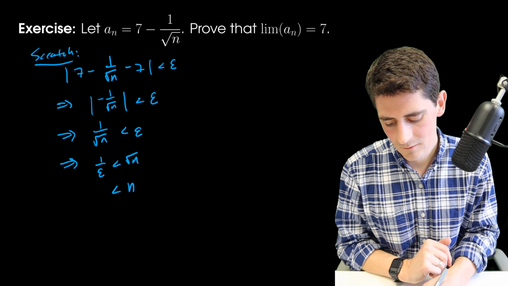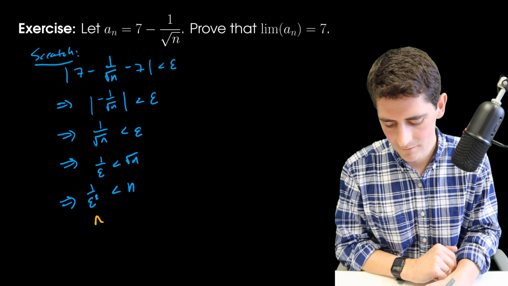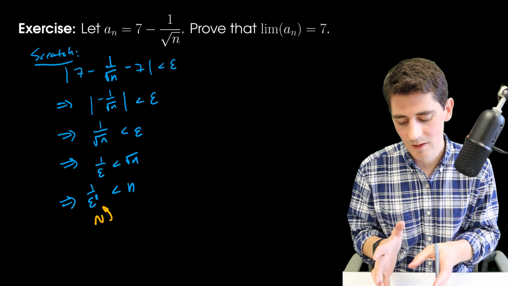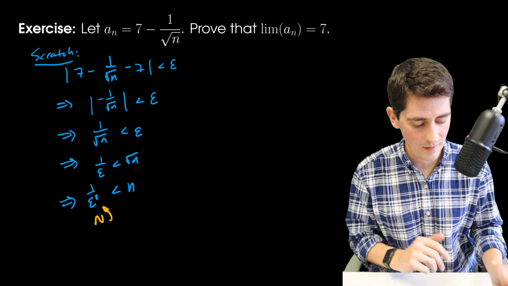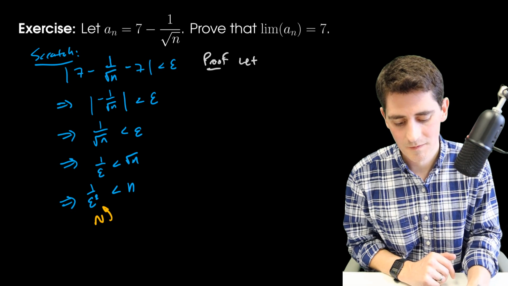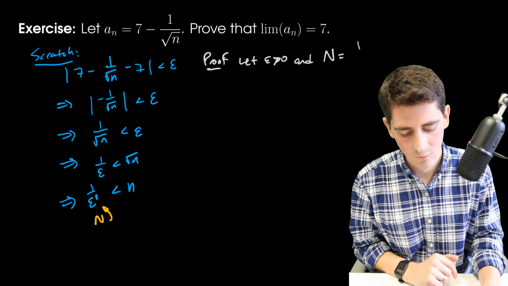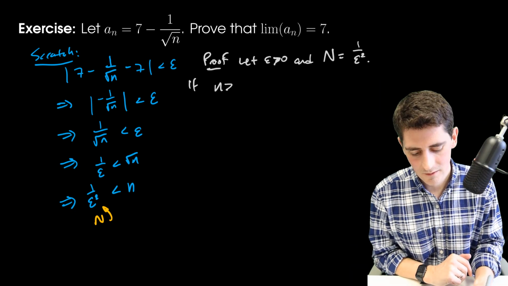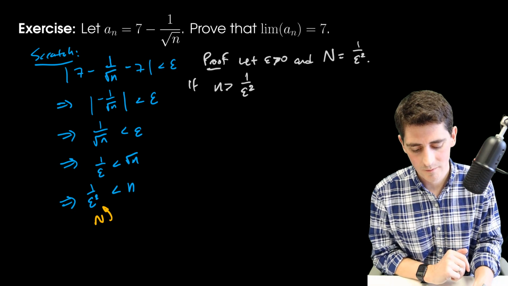So then n is greater than 1 over epsilon squared, and that's the value of capital N that I want to use. If capital N is 1 over epsilon squared, then I can trace backwards through my algebra and eventually get exactly what I wanted. Alright, so let's try writing this up as a proof. I'm first going to start off with saying let epsilon be greater than 0 and capital N be 1 over epsilon squared. Okay, so if then n is greater than 1 over epsilon squared, I'm going to just trace through my algebra here a little bit.